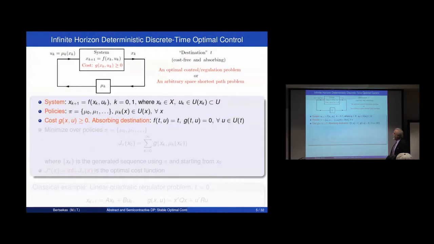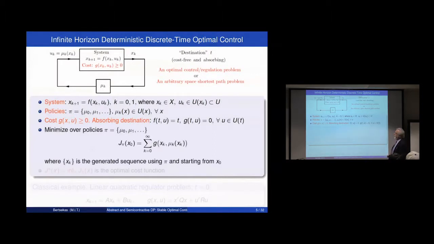And what is the optimization criteria? Okay, we will assume here the cost per stage. At each stage, you incur a cost g of x and u, where x is the current state and the current control. There is also, we assume, a destination state, basically a state that you want to go to, roughly speaking. It is cost-free. If you are at that destination state, you stay there. Think of the zero state or some kind of a reference state that you want to be in. And it is also absorbing. Once you get there, you stay there.